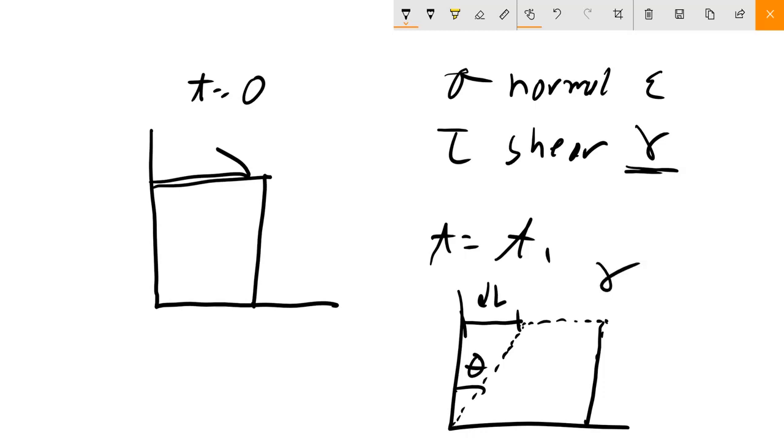So your shear strain is going to be basically the same definition, dl over your initial length L. I know at Pacific you've taken statics, and I know you're all sine and cosine experts, so dl over L is just going to be tan theta.